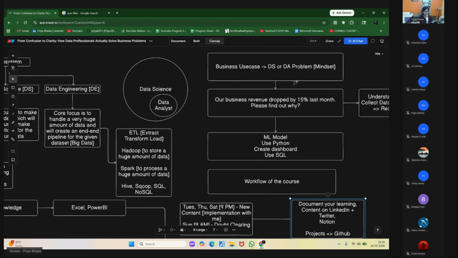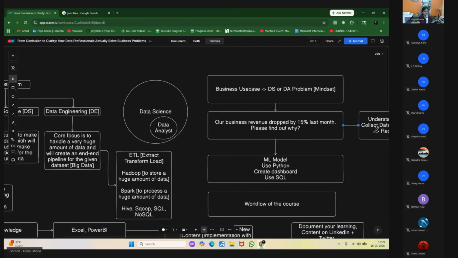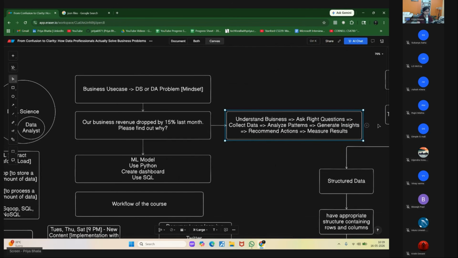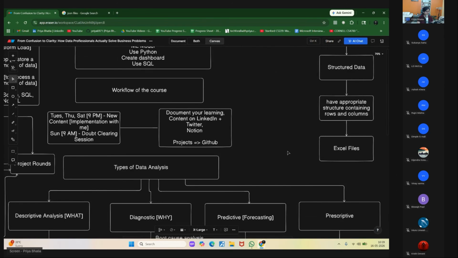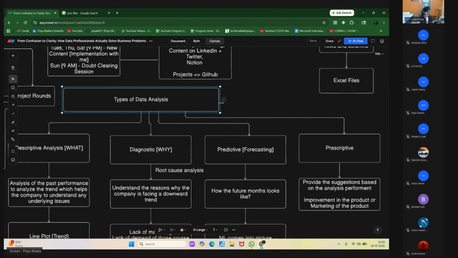Then we talked about one business use case and what outcome everybody is looking for from your end. We don't look for any specific approach which you have used. What we look for is your insights and the recommended actions in the near future which we can make. Based on that, we talked about four different types of data analysis: descriptive, where the focus is on what; diagnostic, where the focus is on why; predictive, where the focus is on forecasting; prescriptive, where the focus is on providing automatic recommendations and suggestions based on the problem we are facing.